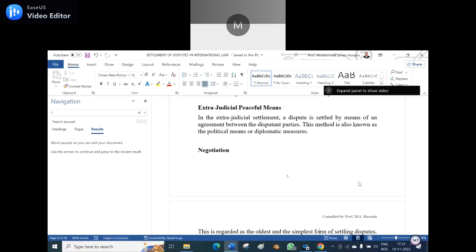How? Because a person will come and try to resolve the dispute between the disputing parties, and this method of extrajudicial peaceful means is called either political means or diplomatic measures. It means a third country will enter and see that the two countries' problem will be resolved. Is it clear?